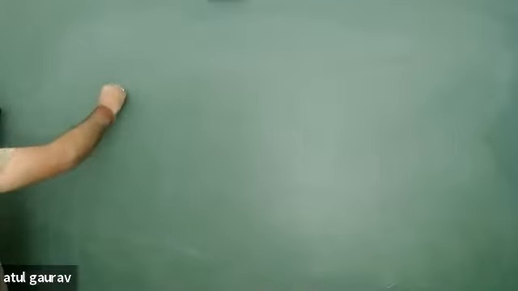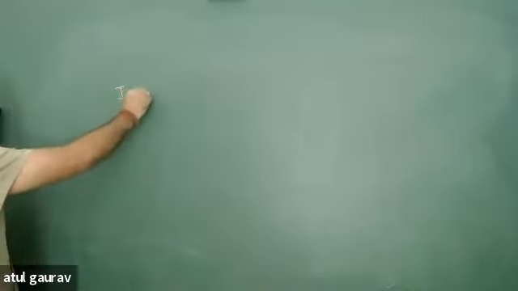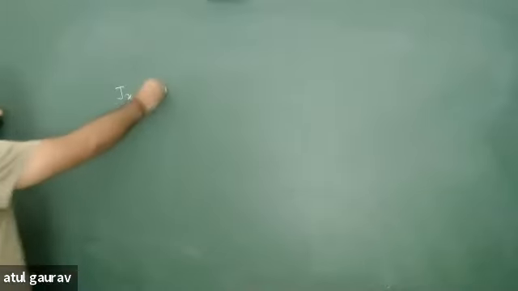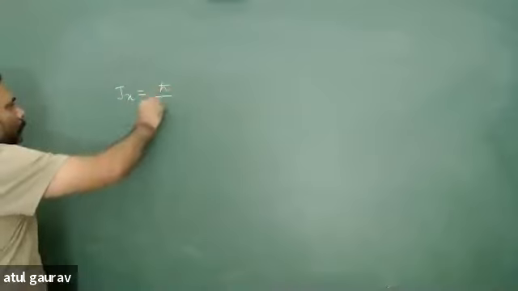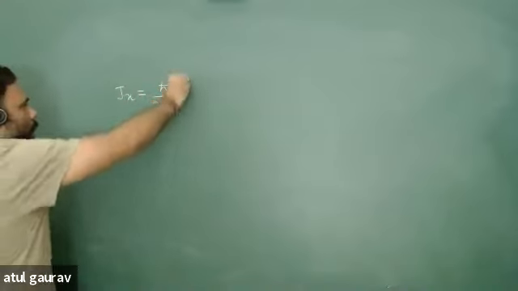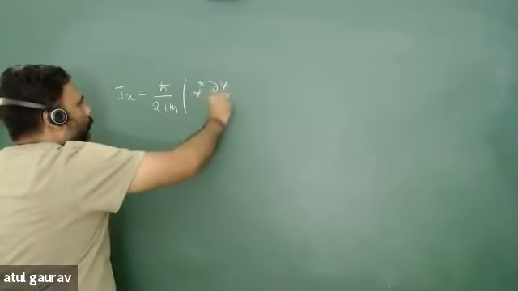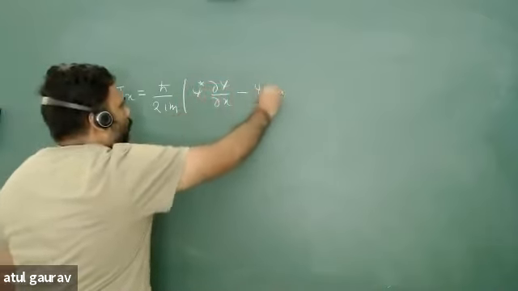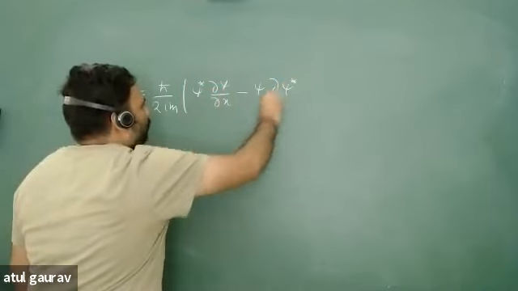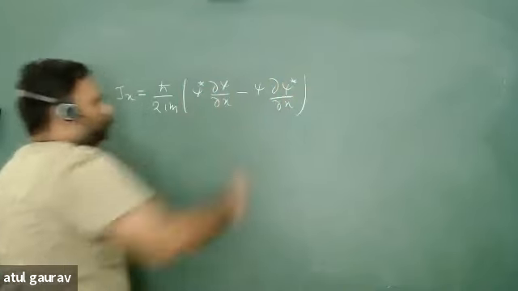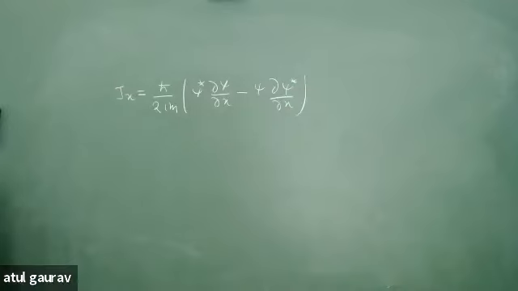So what is probability current density? Let's say it is defined as Jx for one dimension, and it is given by h cut upon 2im times psi star del psi upon del x minus psi del psi star upon del x. So this is your probability current density.